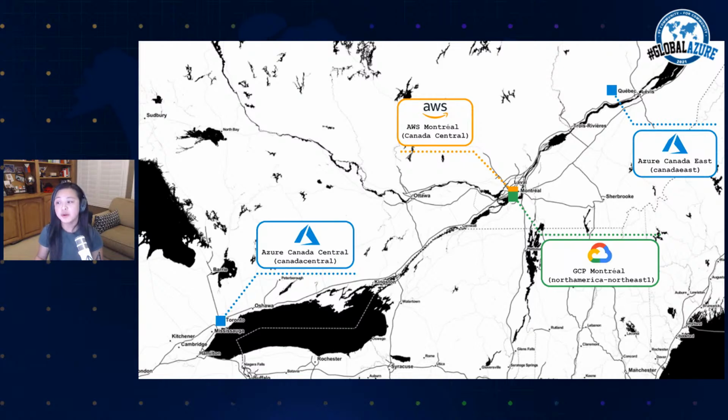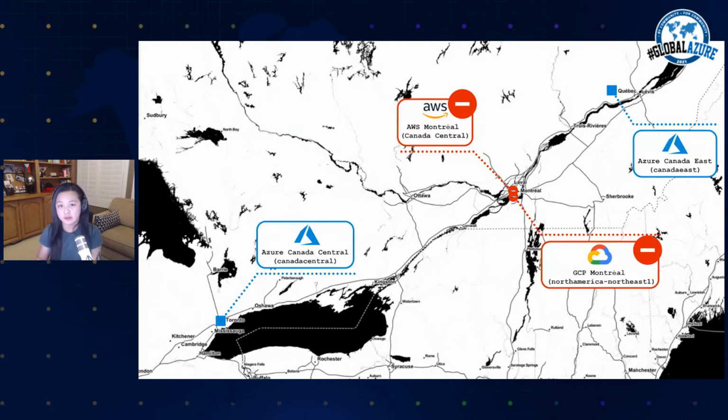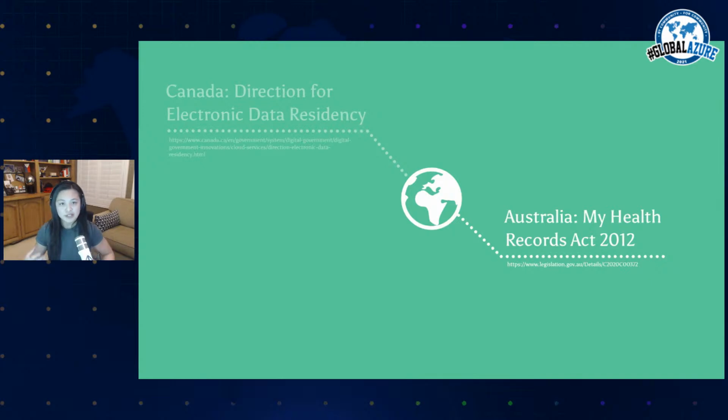And so now in this scenario, let's say AWS Montreal goes down, well, that's no problem. They can fail over and use the GCP Montreal node. But if for whatever reason Montreal fully goes out, then the Azure regions can take over. So now they're not only protected against a cloud provider specific outage, but also a regional outage. And so that's a very, very common use case, which is why multi-cloud is being used. We'll see another one that's fairly similar here, and that deals with Australia.